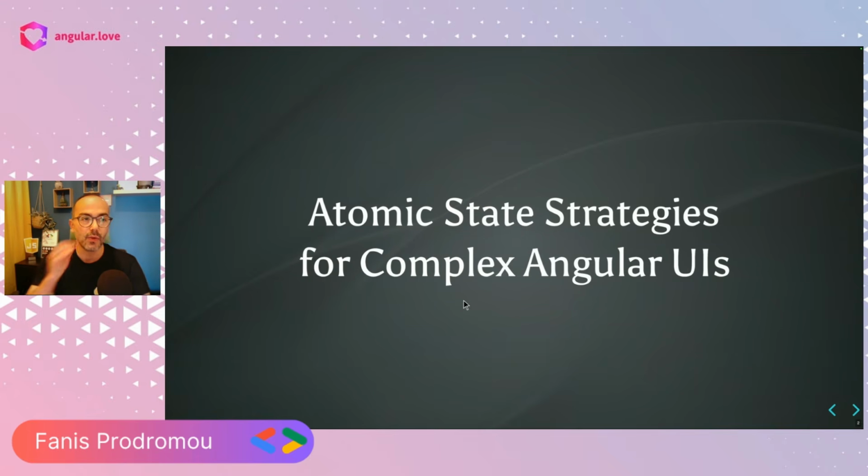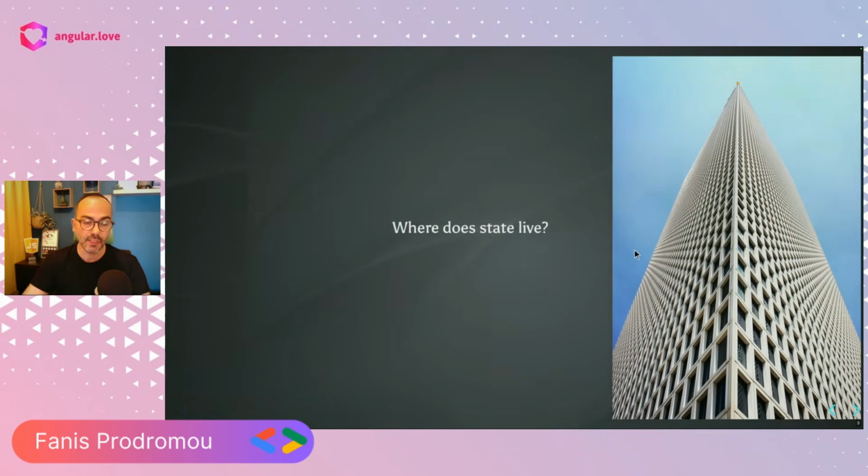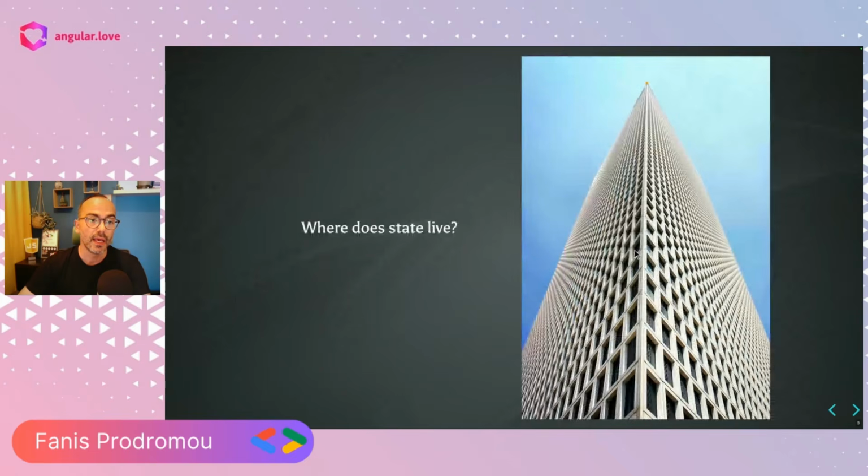Today's topic is about atomic state strategies for complex Angular UIs. Perhaps you might already have something in mind in terms of complex Angular UI, and you know what state strategies are. But how about the atomic part? What are the atomic state strategies? This is what I plan to do today. I plan to explain to you a very nice pattern. But at first, I have a rhetorical question: where does state live?